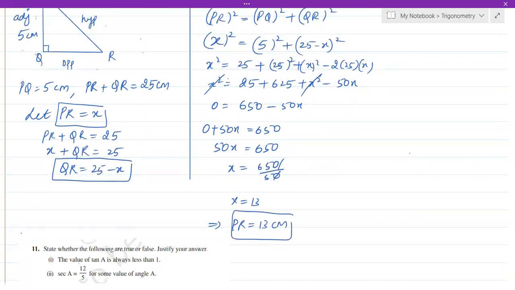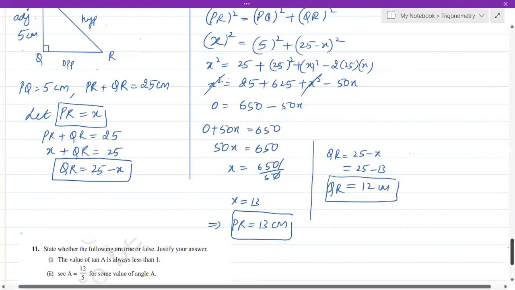We got PR. We can also find QR, because QR is what? QR is 25 minus X. So X is 13, and 25 minus 13 is 12. Therefore, QR is 12 centimeter. Now we know all the three sides. We can find the required thing.